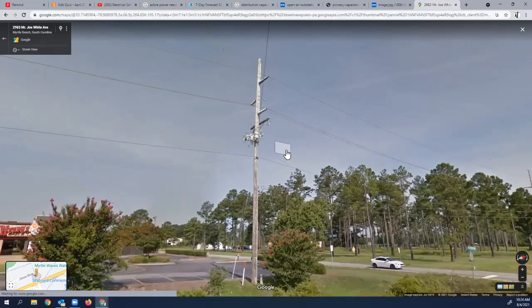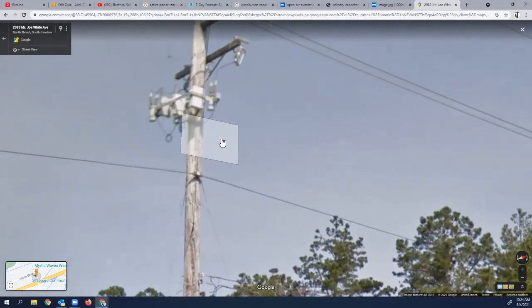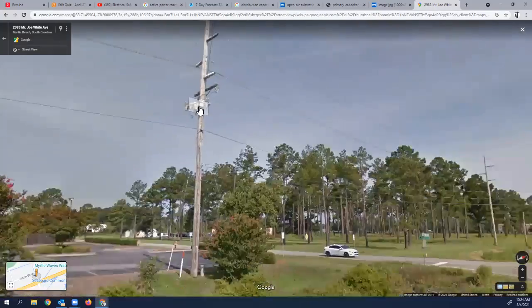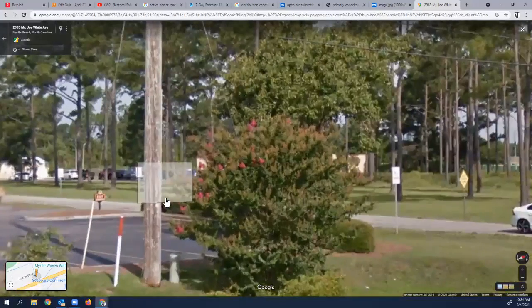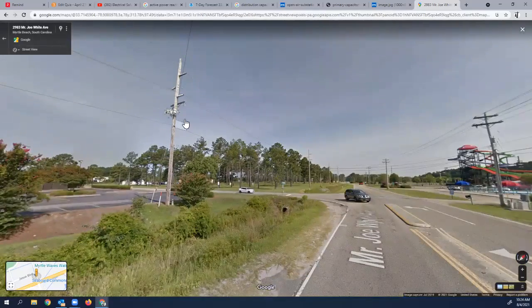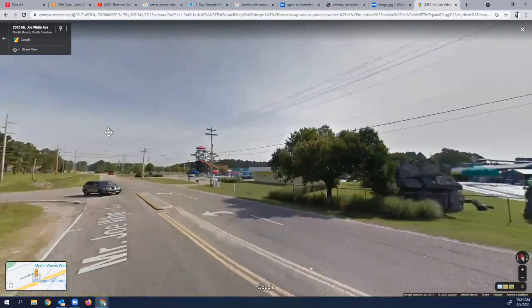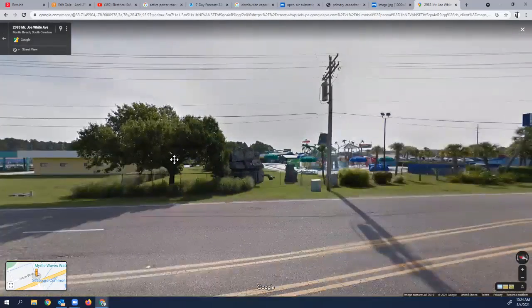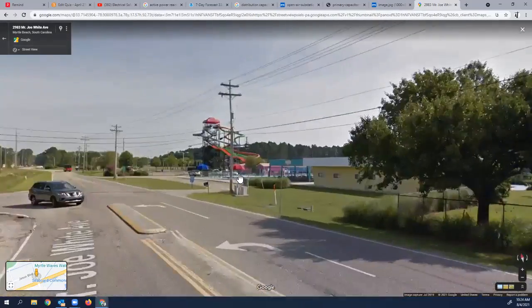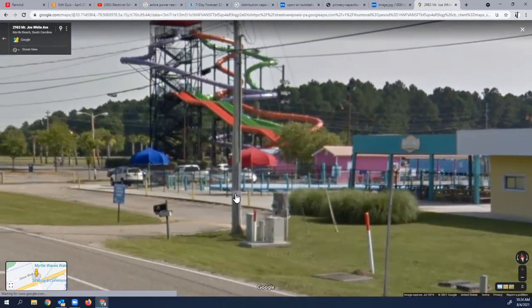You'll notice right here, this capacitor bank, right? Do you see any kind of controls on the pole? No. Okay, there's a specific reason for this. This is a 34 kV capacitor bank. See if I remember which pole it's on. I think it's this one over here. Is that for the water park?